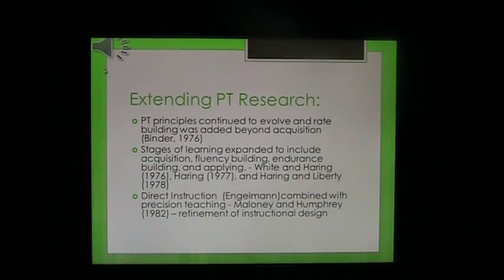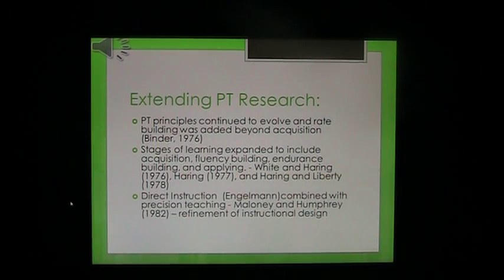So you can see here how it kind of extended, like I was speaking to before. Principles have continued to evolve, and rate building was added beyond acquisition, and the stages of learning were expanded to include, here we have acquisition, fluency building, endurance building, and applying. And here are some of the researchers that were involved in these studies.